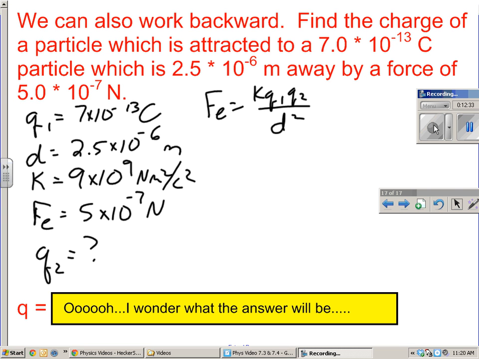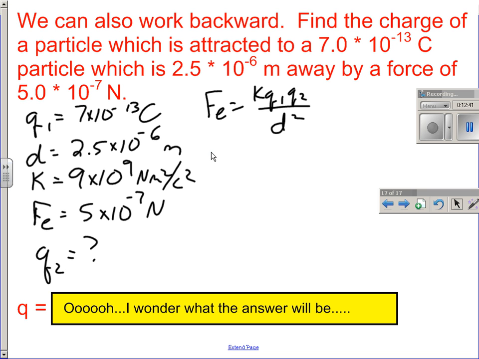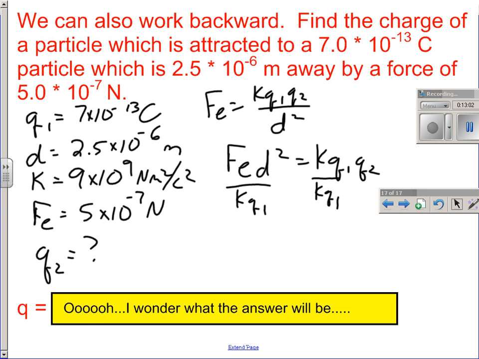Actually, you know what? I am going to do the algebra first and then plug in the numbers. Let's solve this for Q2. Multiply both sides by d squared gives you this. Now we're trying to get Q2 by itself, so I have to divide by K and Q1. And the answer you end up getting is this. Q2 equals electrical force times distance squared divided by K times Q1.